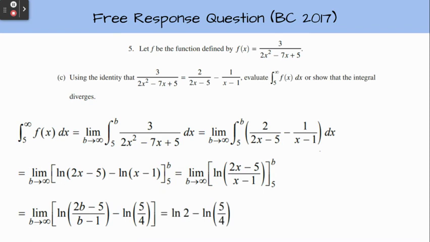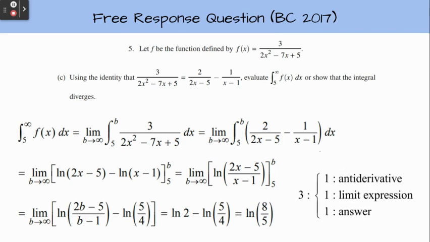And then now you can actually plug in the infinity since you have limit as b approaches infinity, and when you plug in infinity, you just worry about the highest factor for your x, or in this case b. So you have 2b over b, and then when you plug in infinity, like 2 infinity over infinity, it's 2. So you have natural log of 2 minus natural log of 5 over 4. And this is the same thing. When you have natural logs and you're subtracting, you can just divide. So 2 all over 5 over 4. And then that's going to give you natural log of 8 over 5.